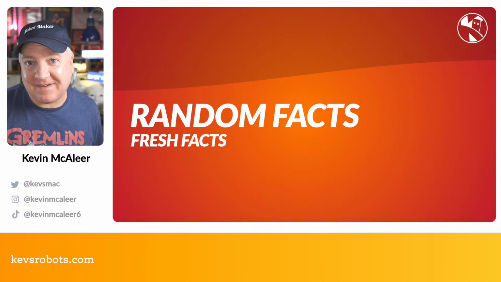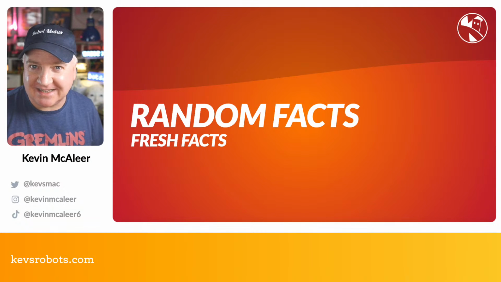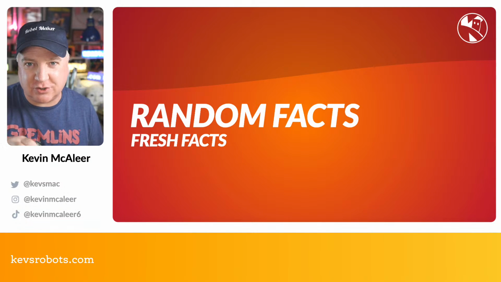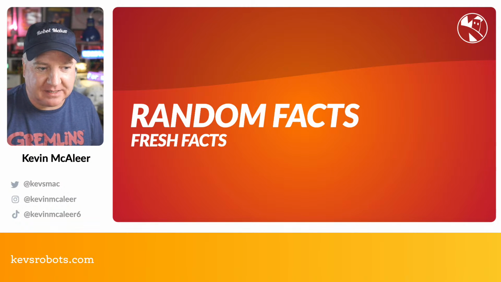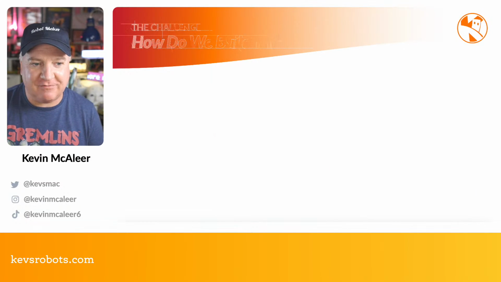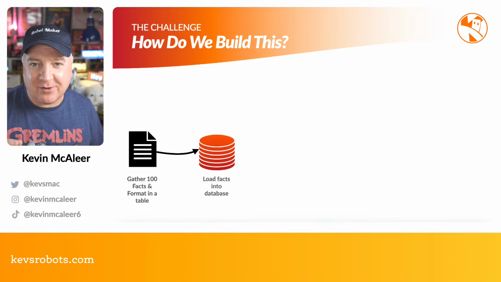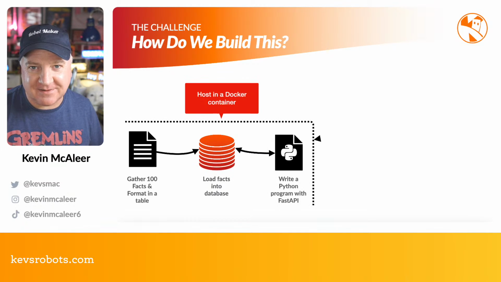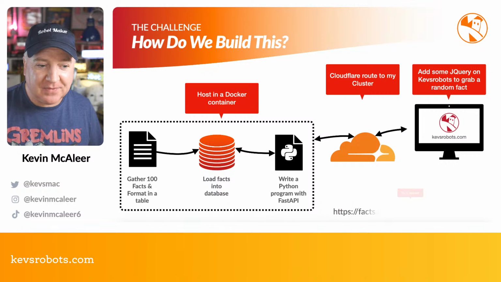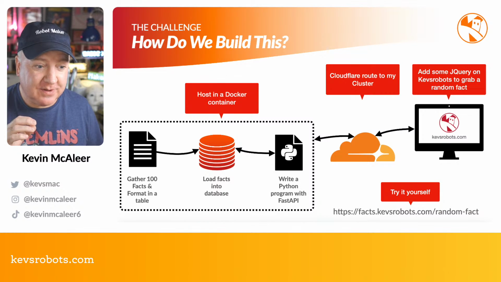So the random facts, I'll show you how this one works. This is a nice simple one because it's kind of a one-way. We just grab data and we can then display it. So we get fresh facts every time we refresh the page. So how do we do this? We're going to gather 100 and odd random facts about robotics into a table. We're going to load those facts into a database.